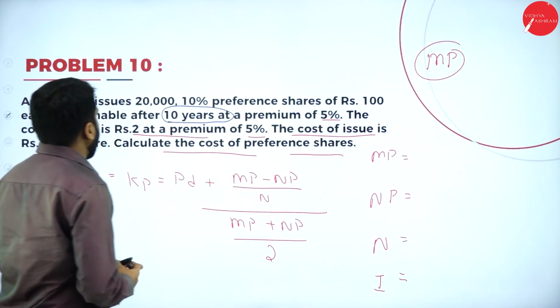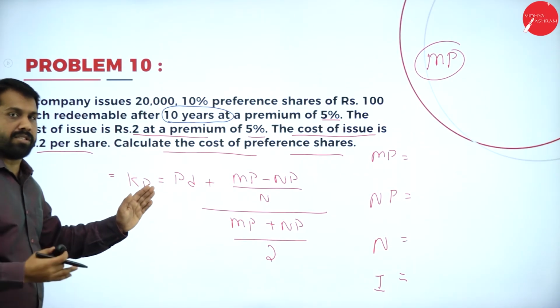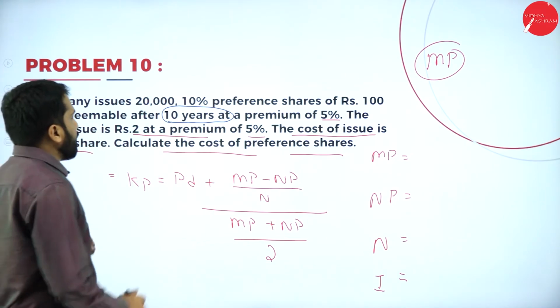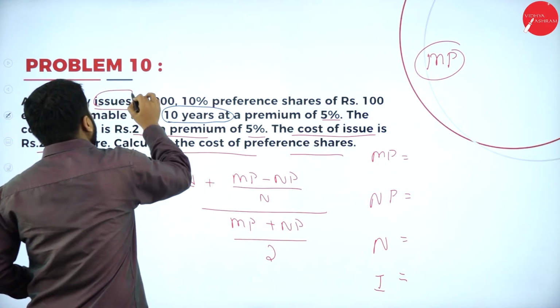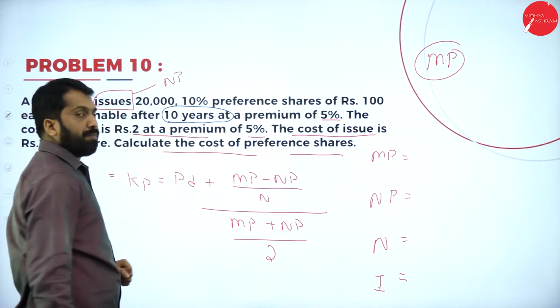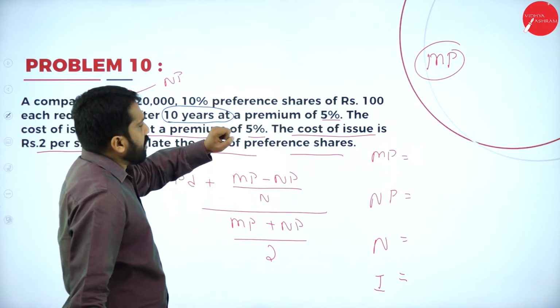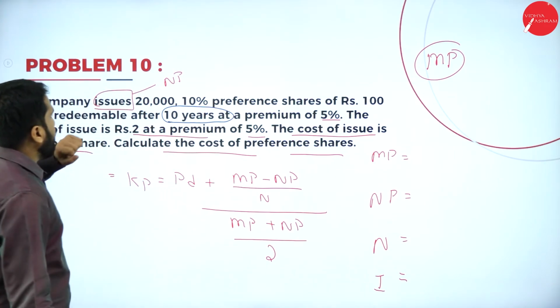Now, I'll go back to the question. We'll read it out slowly. A company issued 20,000. Issue means what? Your NP, net proceeds. Now, 20,000, 10% preference shares of rupees 100 each.